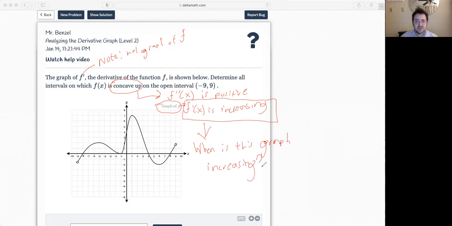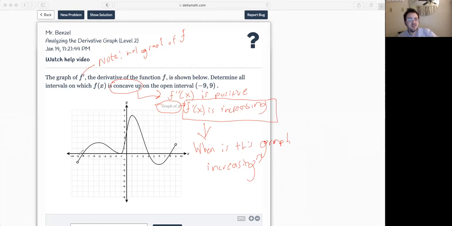So just by having a good read of the directions on here, we're able to take something that seems like a tough calculus problem and translate it into a pre-calculus problem, like what you had last year. So this is the graph of f prime of x. And we know that concave up means that f prime of x is increasing. So that's what we're looking for.